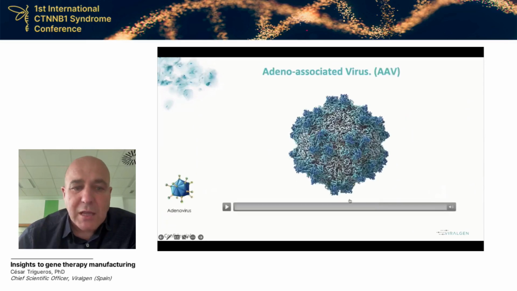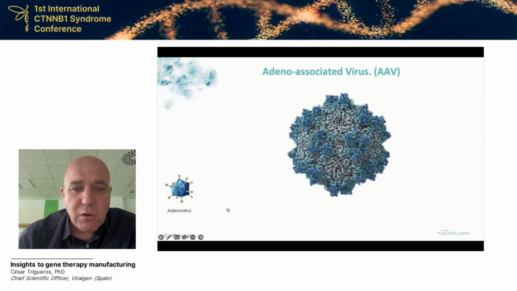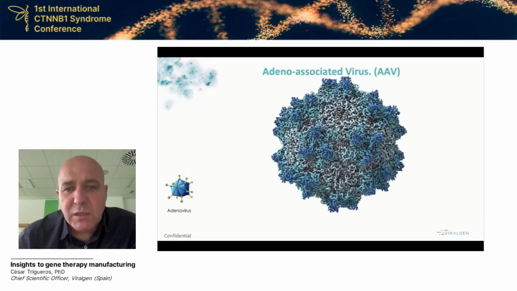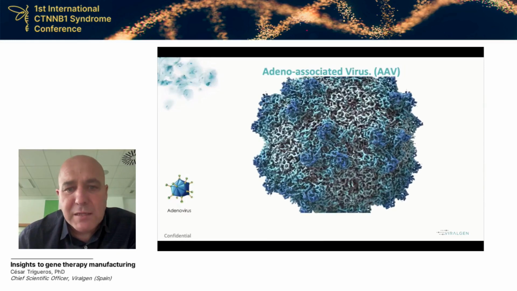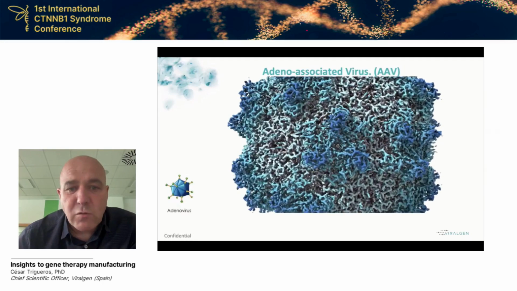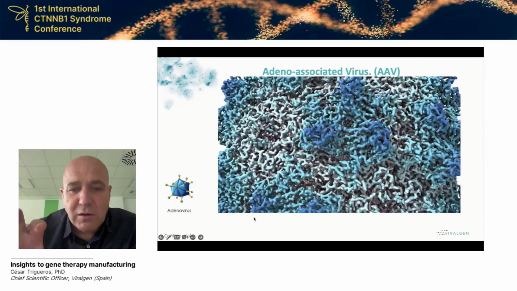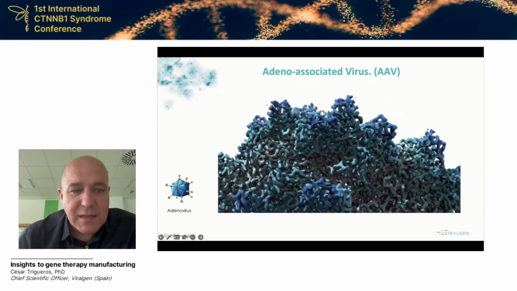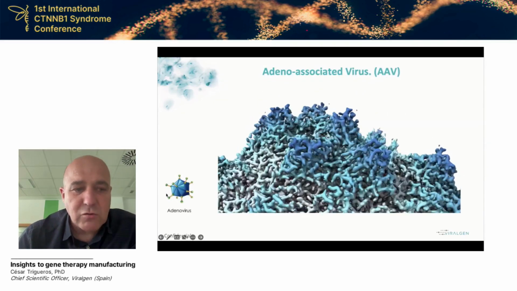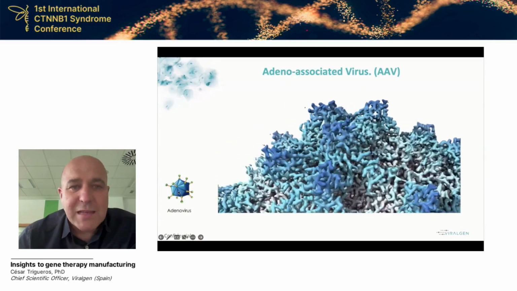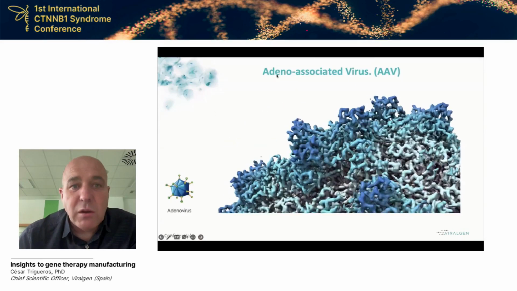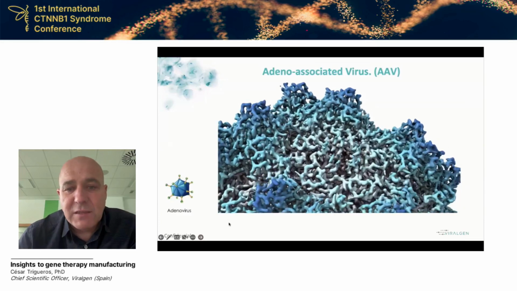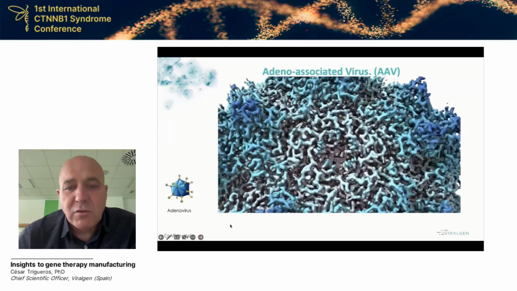I would like to present you the virus that we are working with. It's a very, very small virus, basically 23 nanometers. It's so small that it cannot have the whole genome inside. So every single time that it has to infect a cell, it needs another virus to complete the life cycle. And that is why we call it adeno-associated virus, because every time it infects the cell, it needs another virus to infect the cell.